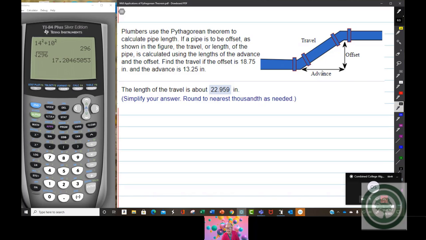All right, plumbers use the Pythagorean theorem to calculate pipe lengths. If a pipe is to be offset as shown in the figure, the travel or length of the pipe is calculated using the lengths of the advance and the offset. Find the travel, the diagonal, if the offset is 18.75 inches and the advance is 13.25 inches. So this is a very basic problem also.